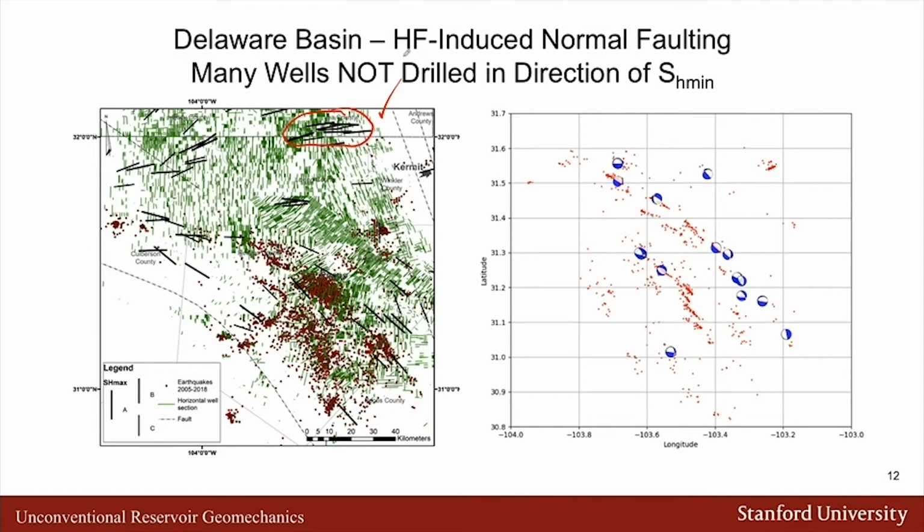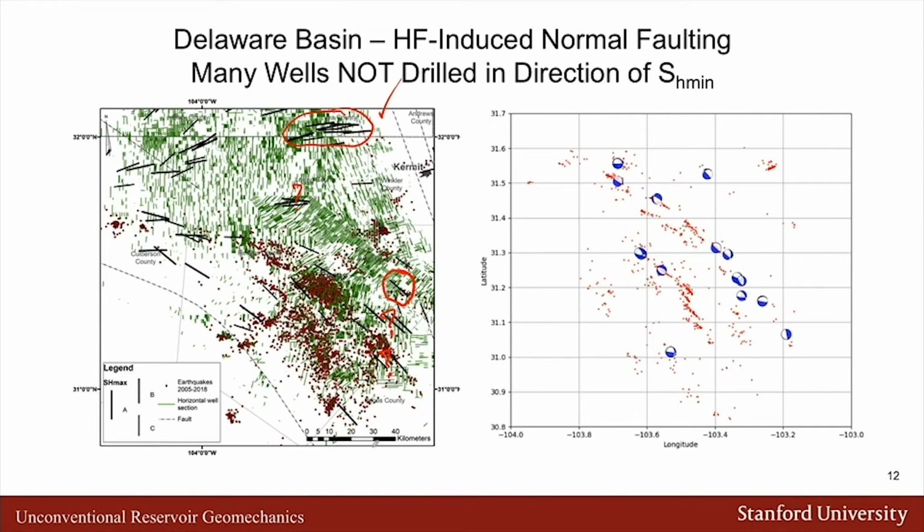But in many areas, the wells were drilled in orientations that don't make any sense at all. So, this is okay. But down here, it's highly questionable about whether or not these wells are going to be as productive as they would have been had they actually been drilled in the direction indicated by the stress field, which we're showing in black on the left.